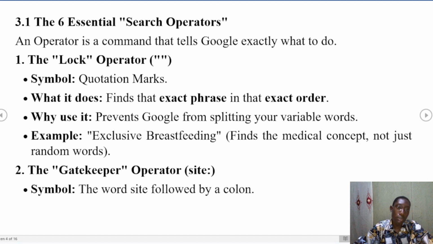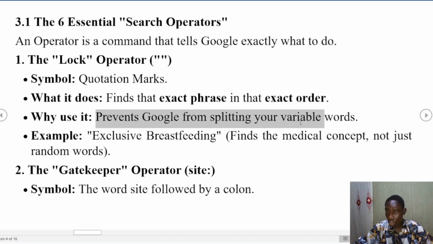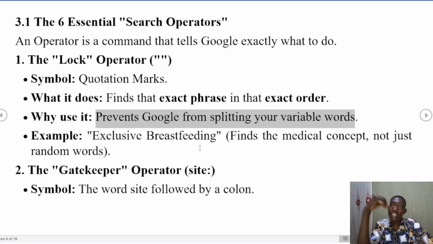Alright, so the first operator I'll be talking about is the lock operator, and we use quotation marks. I'm going to be using it in this class so that we can see how it works. What does it do? It prevents Google from splitting your variable words. For example, exclusive breastfeeding, we put it into those quotation marks. You get me? So any results Google is going to give you will not be breastfeeding before exclusive. It will always be exclusive breastfeeding. Every search result Google brings for you will be like that.